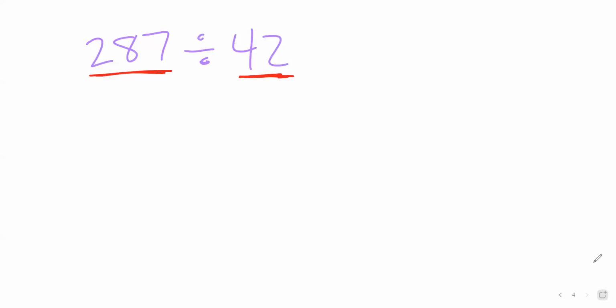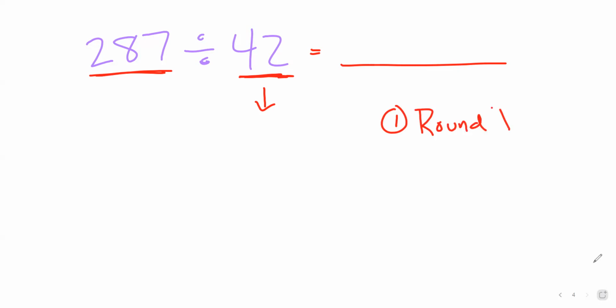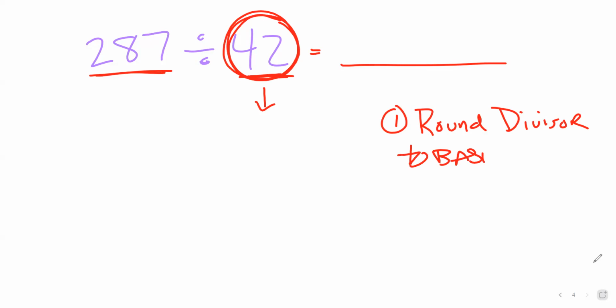And so I'm actually going to start by rounding, and this is step 1. First step we do is round the divisor, whatever you want to call that, right? So that's this number, the number we're dividing by. That's why it's important to know this vocabulary. And I'm going to round that first. And let's put this because it's important. I'm going to round it to a base 10, meaning, again, there's a 0 somewhere. And in this case, I'm just going to call this 40.